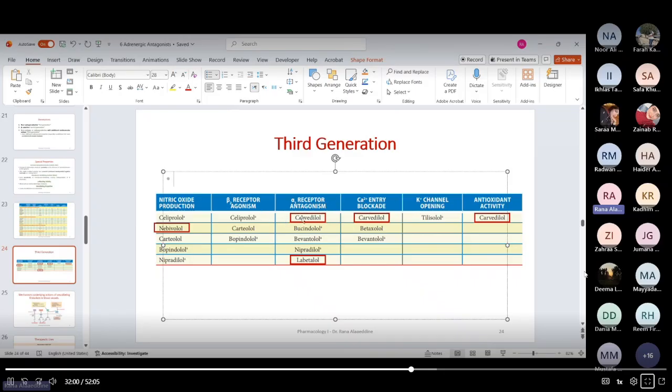And notice that some drugs have more than one property. Okay, like carvedilol, for example. Now, the last one, which is antioxidant. Antioxidant, guys, oxidative stress, or what we call reactive oxygen species, all of these are bad for the cells. So when I give something that's an antioxidant, I'll be saving the cell. Makes sense? So vasodilation all the way with different mechanisms of vasodilation. Okay, makes sense?